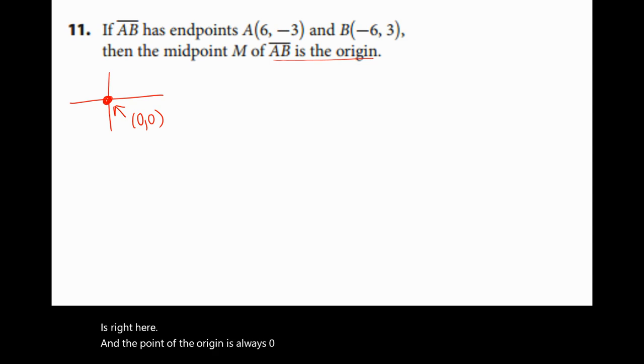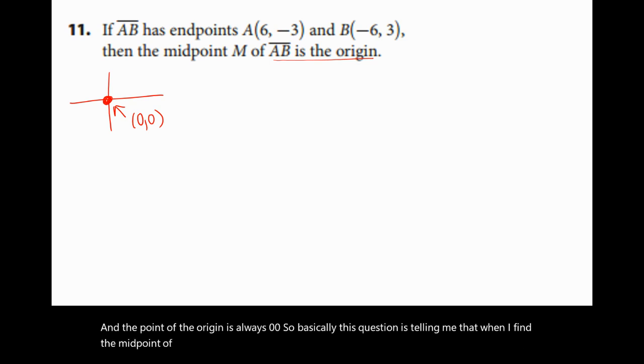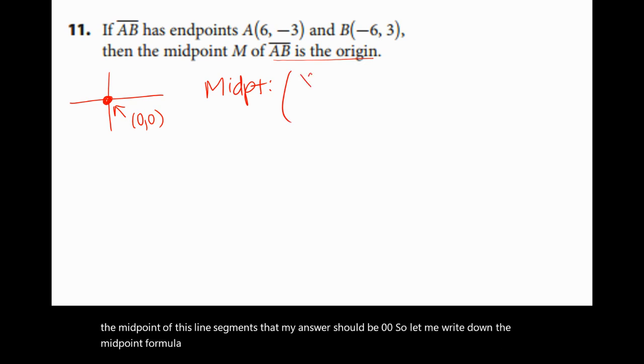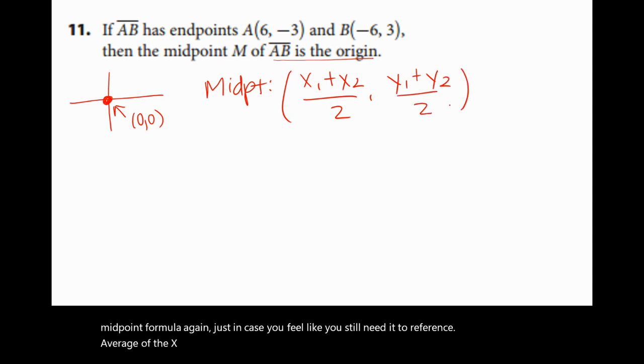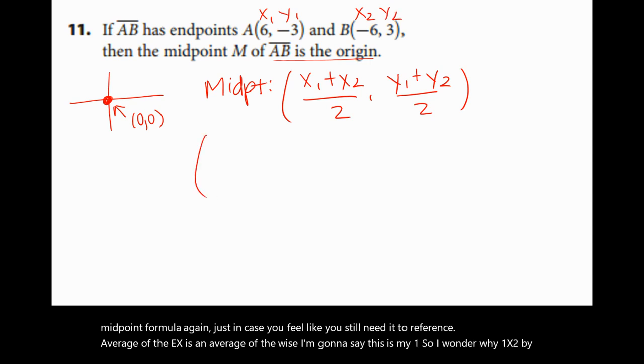So basically, this question is telling me that when I find the midpoint of this line segment, that my answer should be 0, 0. So let me write down the midpoint formula again, just in case you feel like you still need it to reference. Average of the x's and average of the y's. I'm going to say this is my point 1, so x1, y1, x2, y2. And I'm going to go ahead and start filling in.